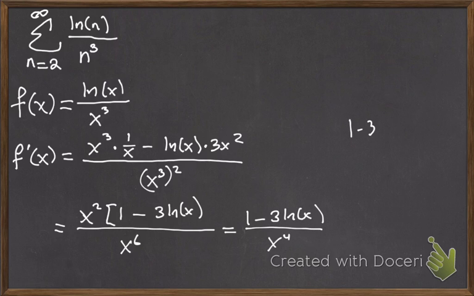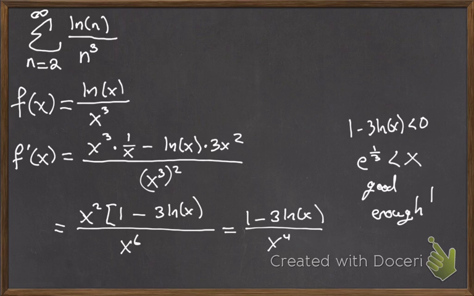And we're interested in when the numerator is less than 0. The denominator is always going to be positive where we're considering it, so only the numerator is going to change signs. So we're going to add 3 ln of x, and then divide by 3, and then the exponential is an increasing function, so we'll take e to both sides, and we'll have e to the 1/3 is less than x, and this is good enough.